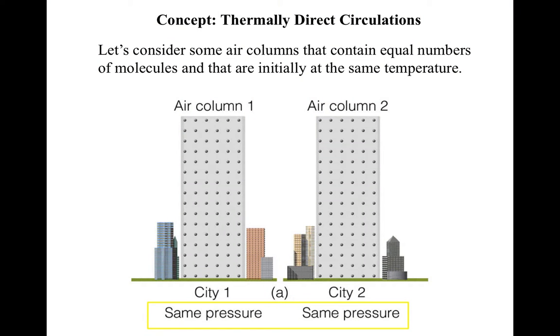To explain thermally direct circulations, we're going to use these two columns of air. They look kind of like city buildings here. So let's consider some air columns that contain equal numbers of molecules, represented by each dot, that are initially at the same temperature. If they have the same number of molecules above the surface, they have the same surface pressure, because the weight of the atmosphere above you defines your surface pressure.